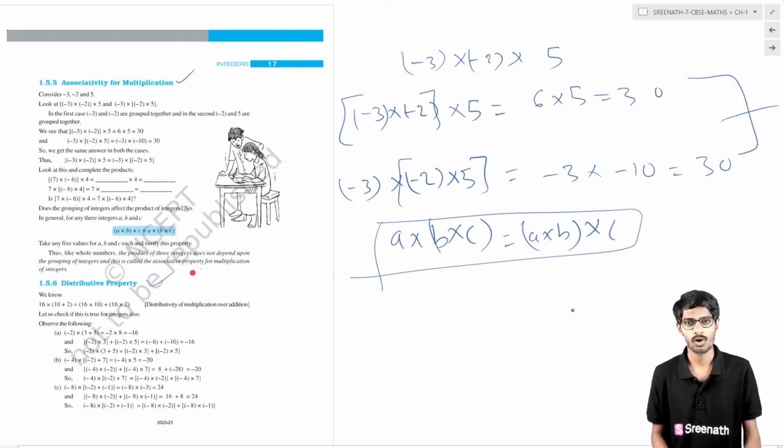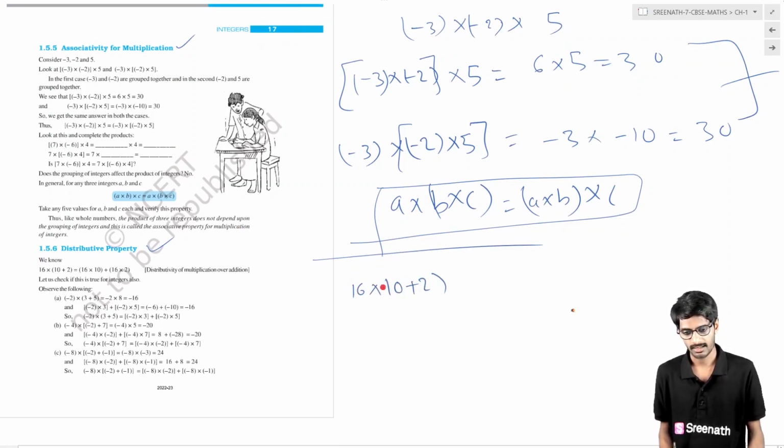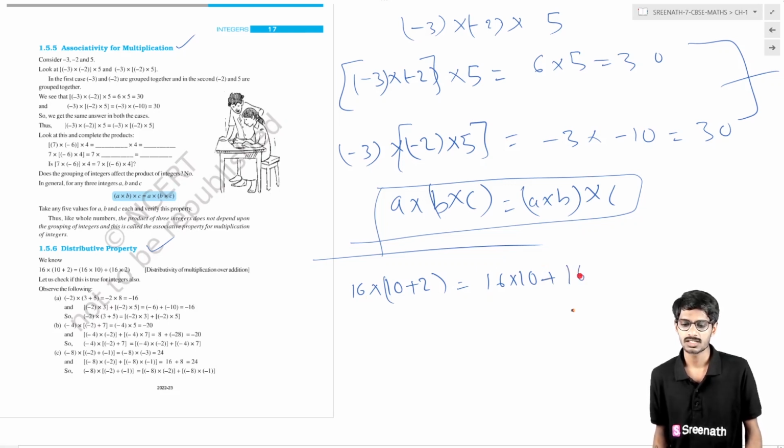Now the distributive property. What is meant by the distributive property? Here is another example: 16 cross 10 plus 2. Okay, now what will we do? We will write 16 into 10 plus 16 into 2. These are the two conditions. We will solve it.